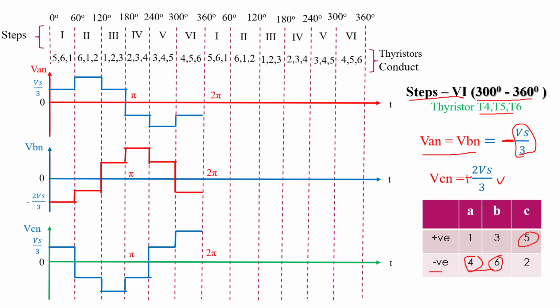Here VAN is minus Vs by 3, so this is minus Vs by 3. Now VBN is also minus Vs by 3, so this is minus Vs by 3. We draw it somewhere, if this is minus 2 Vs by 3, then this is minus Vs by 3. So here we draw minus Vs by 3. Now VCN is plus 2 Vs by 3. If this is Vs by 3, then 2 Vs by 3 is greater than Vs by 3, so here we draw 2 Vs by 3. So in this way we draw the phase voltage for each step.